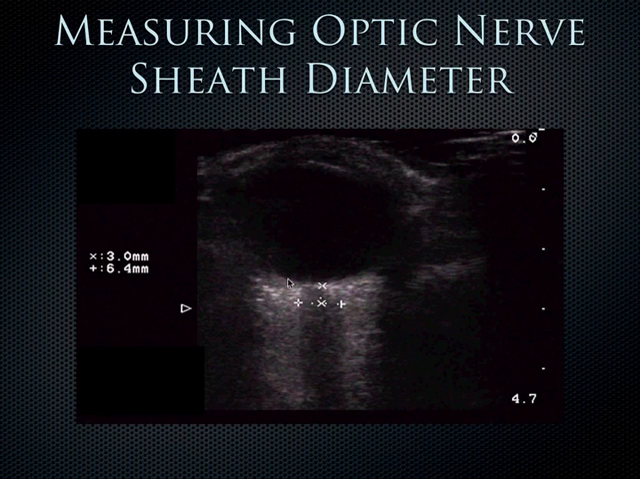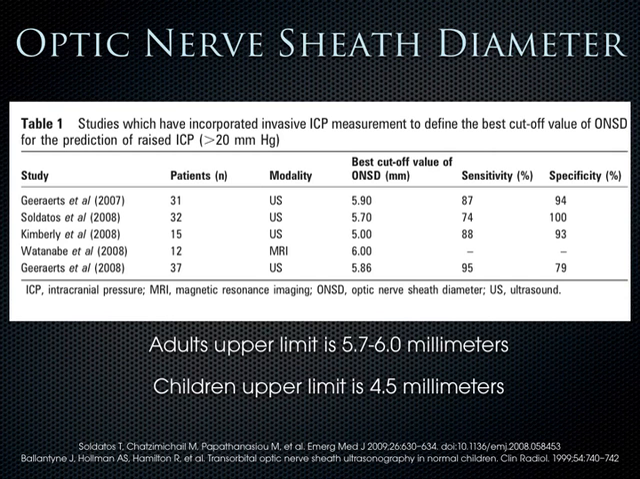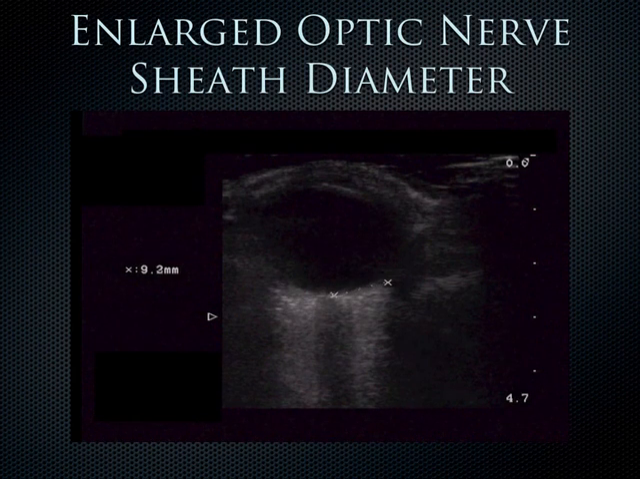So this is the choroid of the eye back here. We're going to measure 3 millimeters posterior to the choroid. At that level, we can measure the width of the optic nerve sheath diameter. This one happens to be widened. So how wide is normal? You can have up to 6 millimeters in adults and up to 4.5 millimeters in children before it's said to be a widened optic nerve sheath diameter. Here we are measuring just sort of how you do it.